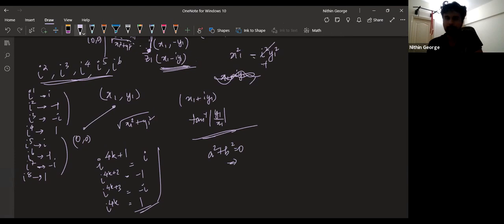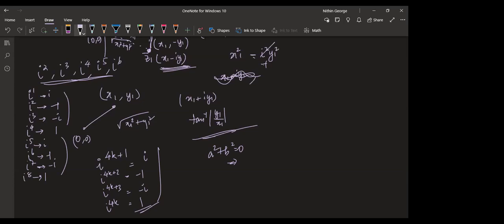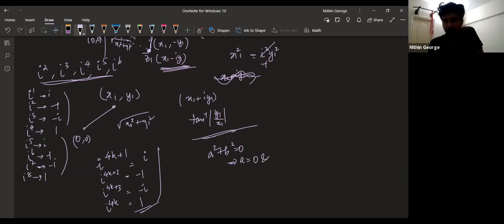If you take a square plus b square equal to 0, what does that mean? Both of them are 0. Exactly. Both are 0. That's the meaning. A equal to 0 and b equal to 0, because the sum of two squares has to be at least 0, and it takes its minimum value of 0 here on the RHS. So both individually have to be 0.